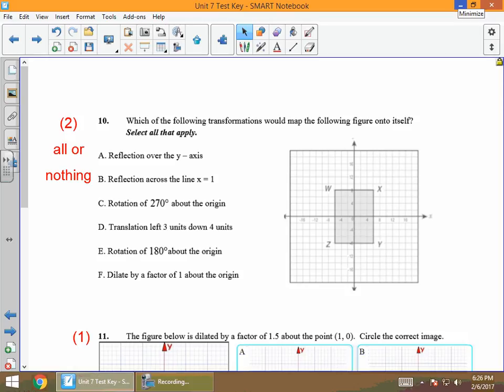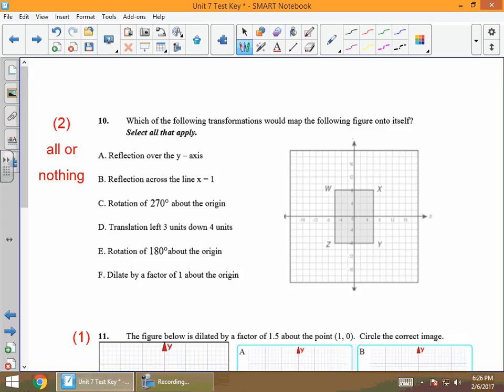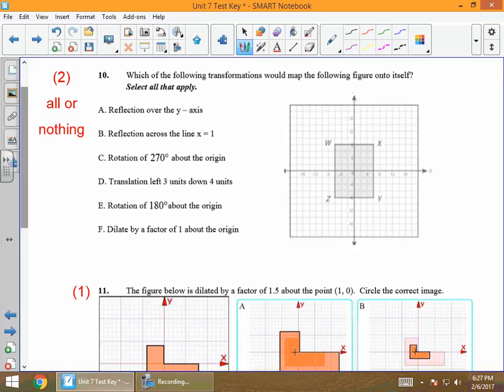All right, page 3 is only worth 3 points. You got 2 points for question number 10 and 1 point for question number 11, as these are more multiple choice kind of questions. So let's talk about question number 10. Again, this is an all or nothing. You have to have everything correctly circled to get the 2 points, otherwise it was worth 0.